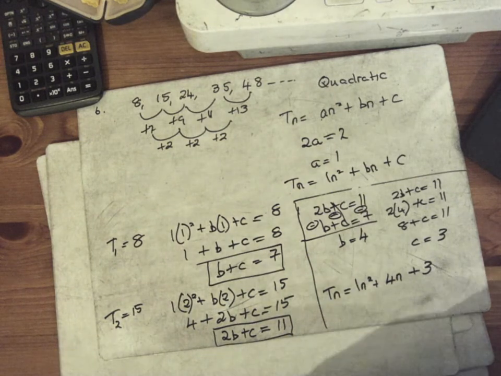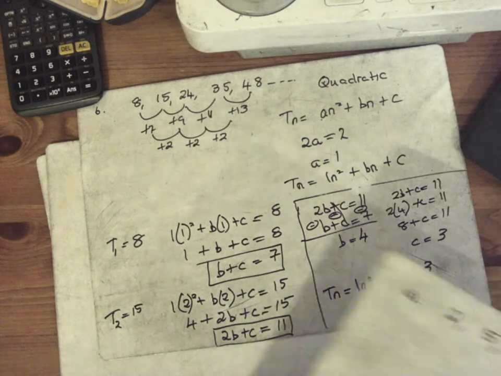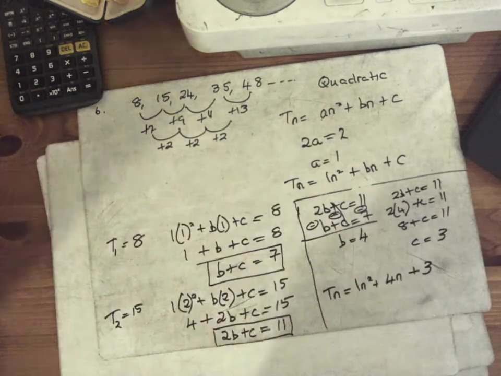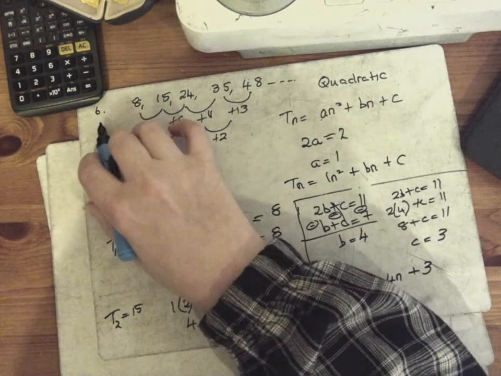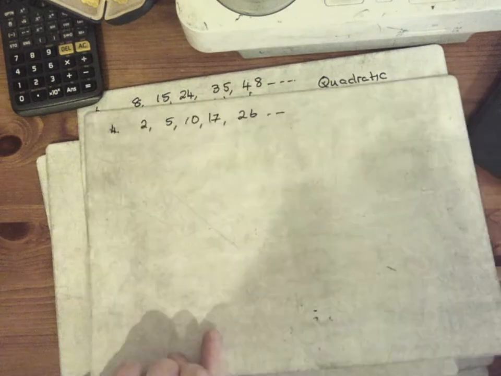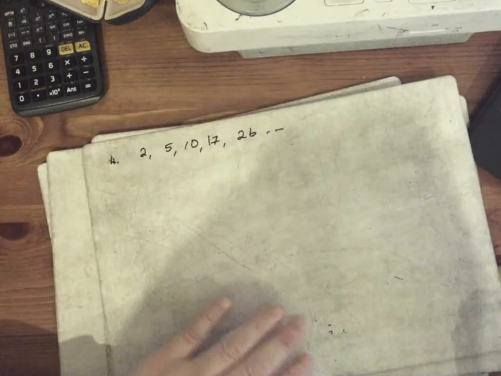Okay, and then, sorry, that was number 6. I did it backwards. I do number 4 now. So I did number 2 first. That was number 6, apologies, and this is number 4.